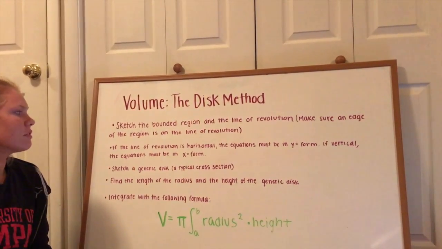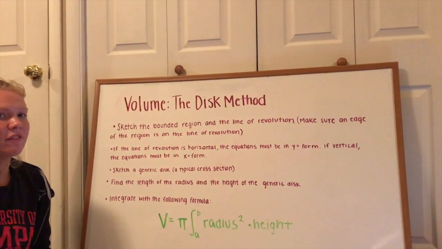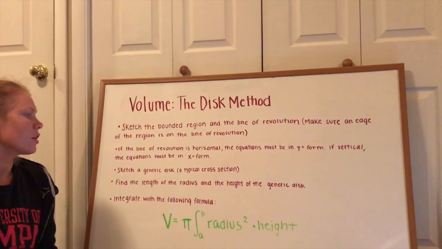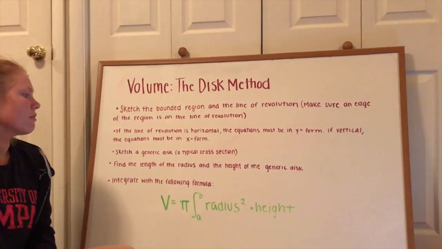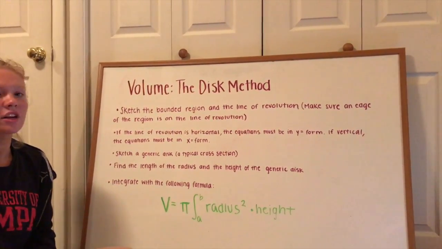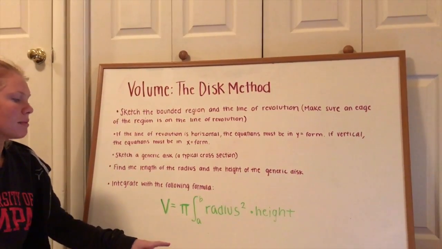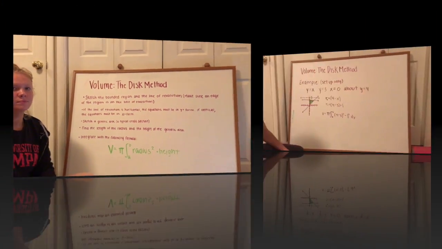Second, if the line of revolution is horizontal, the equations must be in y equals form, and if it's vertical, then the equations must be in x equals form. Then you're going to sketch a generic disk or a typical cross section, and then find the length of the radius and the height of the generic disk, and then finally you're going to integrate with the following formula, which is volume equals pi times the integral from a to b of radius squared times the height.